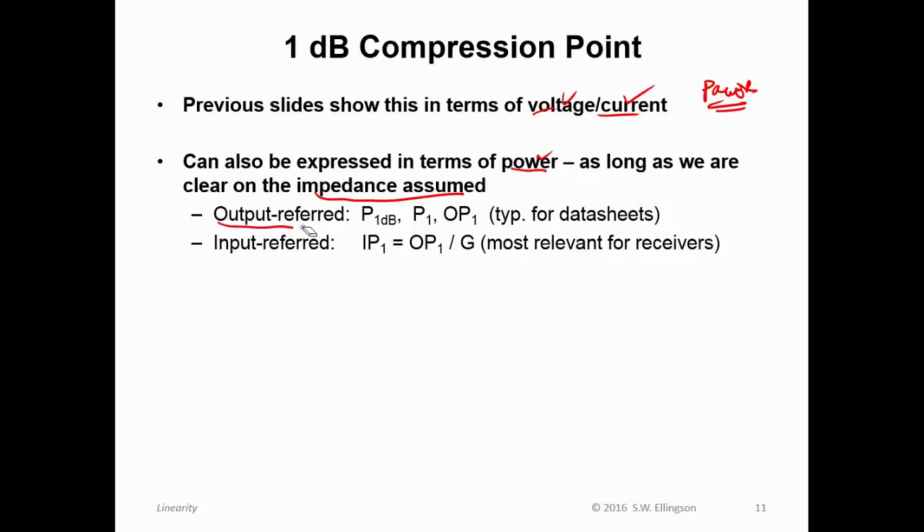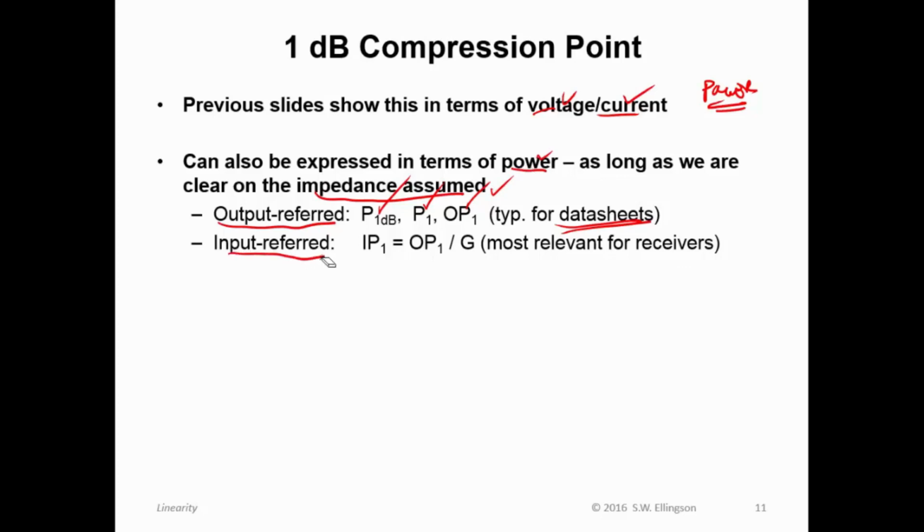So for example, the output referred 1 dB compression point is expressible in terms of power, and typically that's given a variable such as P sub 1 dB. Sometimes it's written P sub 1. Sometimes it's written OP sub 1, where O is output. And this is typically what you get in data sheets. Frequently the data sheet for a transistor or an amplifier will specify the output referred 1 dB compression point, the point at which the output power is 1 dB less than what you'd expect from a linear gain amplifier, at the impedance that you're supposed to be operating this device at.